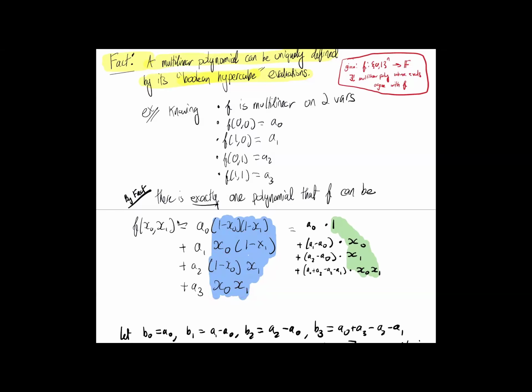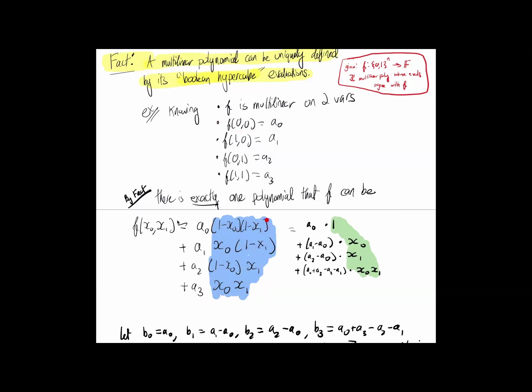So f of 0, 0 is going to be equal to a0 times 1 plus a1 times 0 plus a2 times 0 plus a3 times 0. So f of 0, 0 is going to just be a0. Similarly, for f of 1, 1, this will become 0, this will become 0, this will become 0, this will become 1. So f of 1, 1 is going to be a0 times 0, a1 times 0, a2 times 0, plus a3 times 1.